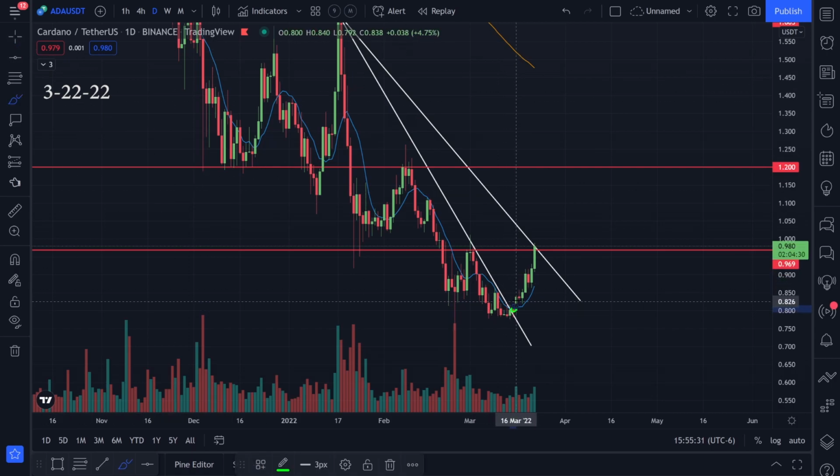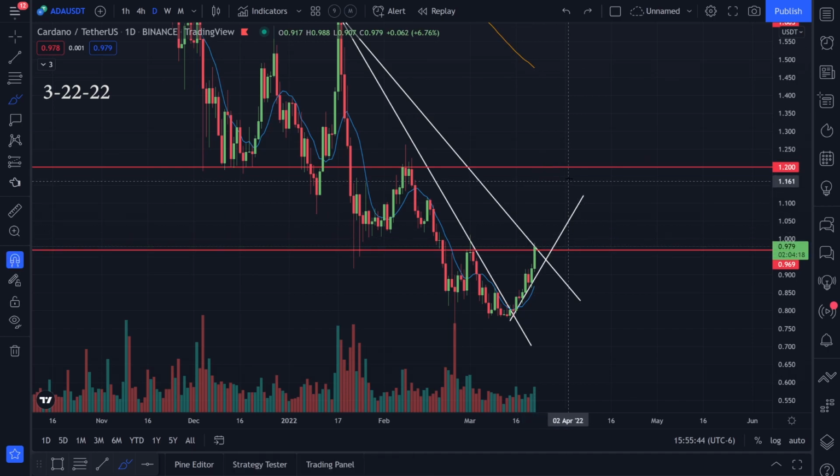We have support, support, kind of watching an uptrend going up something like this. As long as we're on this uptrend, I'm looking at these targets up here. Like I said, we hit the first one. The next one that I'm kind of looking at is 1.20.